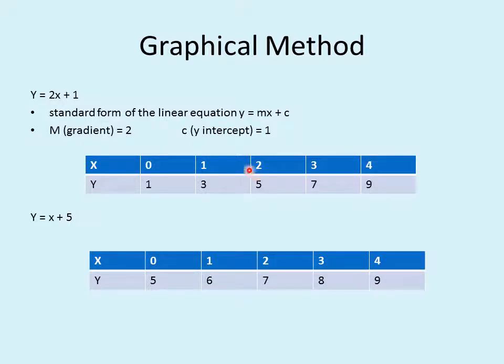The next point is x equals 2. 2 times 2 is 4 plus 1 is 5. So y equals 5. And so on to complete that table.